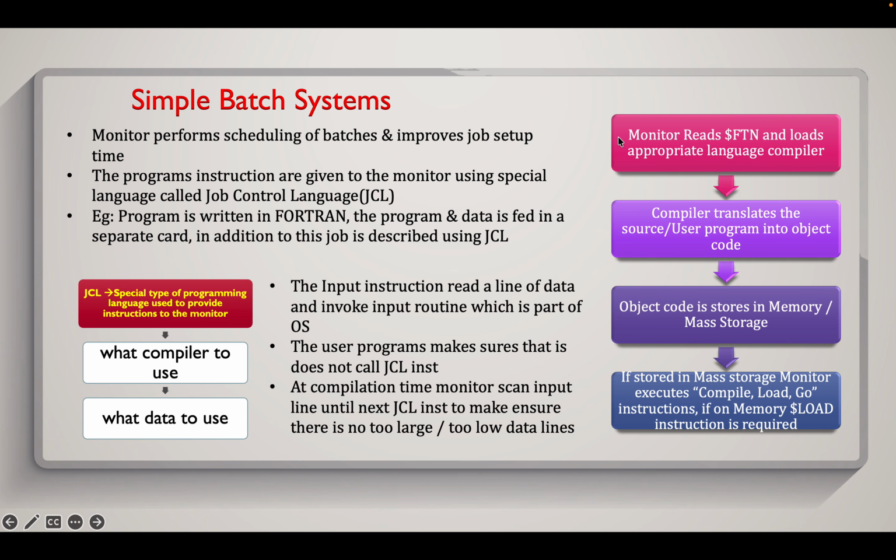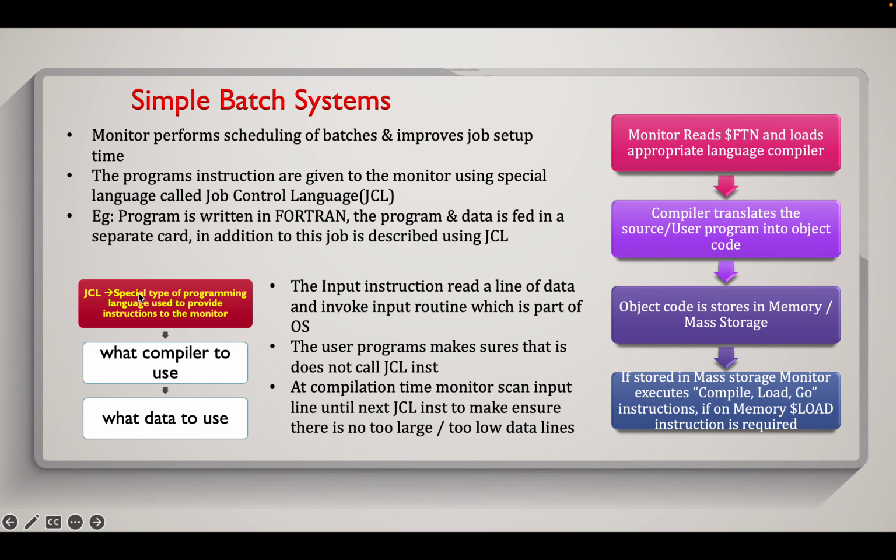So the simple batch system works in this way. You see this diagram. Here we have a monitor that performs scheduling of batches and improves job setup time. We have a language called JCL, a special type of programming language used to provide instructions to the monitor. This program will be given to the compiler: what compiler to use, then what data to use. So the program instructions are given to the monitor using a special language called JCL.